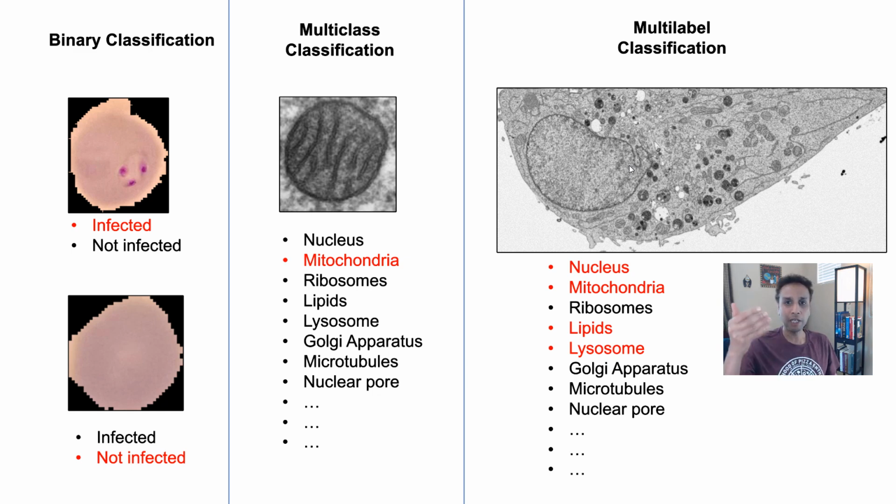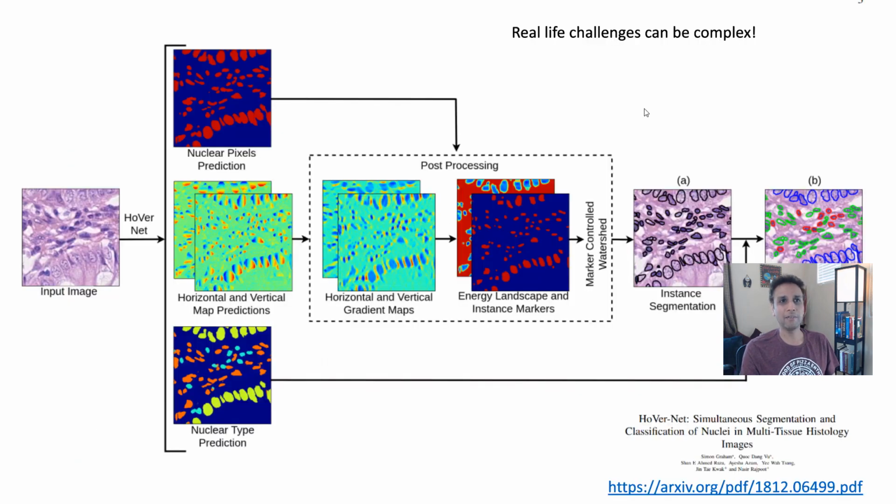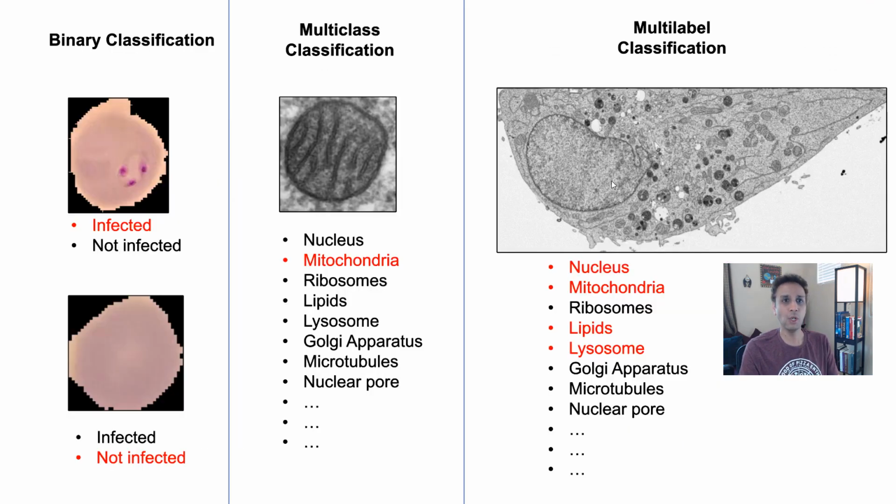So you can have multiple labels, except each label has a probability, and those probabilities don't need to add up to 1. It can just be that, okay, this is 80% a romance movie, and it has 60% of action in it, and so on. Okay, so this is multi-binary, multi-class, multi-label, and in fact, real-life challenges can be very complex. It's not just one of these. It could be a combination of these.